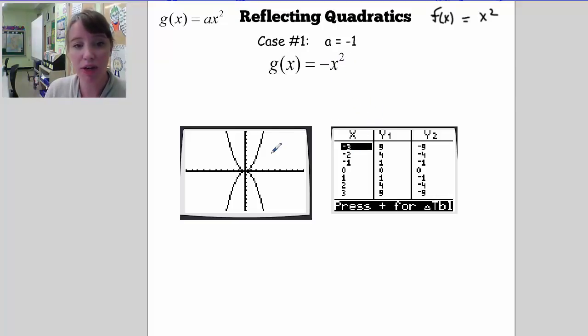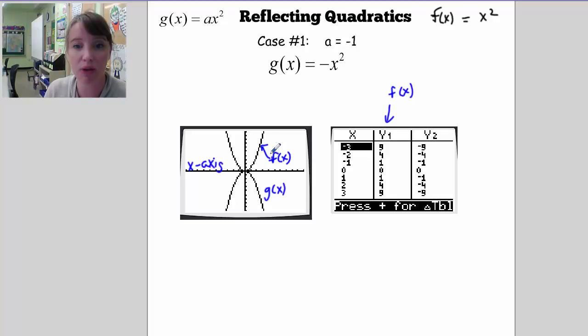Now, when you graph it, this is the parent function f of x, and right here is the new function g of x. And it looks almost identical, except it's reflected over the x-axis. Reflection means that it flips over, okay? So it's been reflected over the x-axis, and the reason why is this.